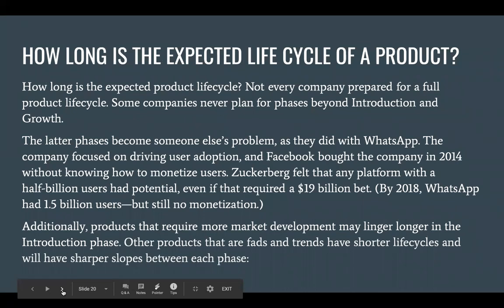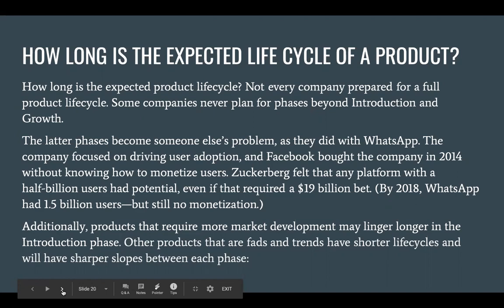Some of you guys may ask how long the expected life cycle of a product is. And not every company is prepared for a full product life cycle. Some companies may never plan for phases beyond introduction and growth. And the latter phases become someone else's product, like what they did with WhatsApp. So the company focused on driving user adoption, which is basically getting people to use the app. And then Facebook, with Mark Zuckerberg, bought the company in 2014, not knowing how to monetize users, which is really stupid. Don't buy a company without knowing how to make money off them.